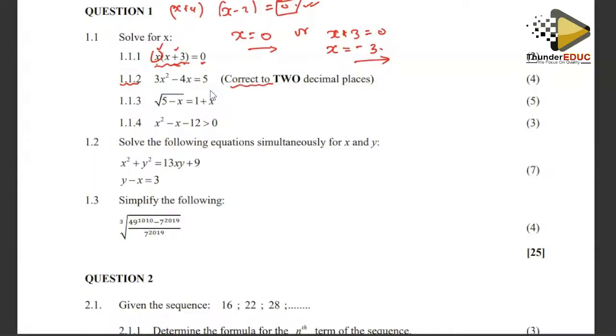Wherever we see this condition of correct 2 decimal places, just know that we're gonna use the quadratic formula. So step number 1, we need to create the standard form or the standard equation, whereby everything should be on one side and then 0 should be left on the other. So we're gonna have 3x squared, minus 4x minus 5 gives us a 0. Okay, so you'll get a mark for just showing us that.